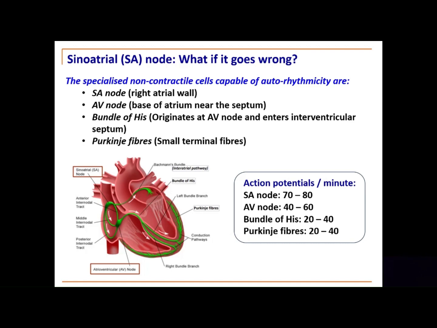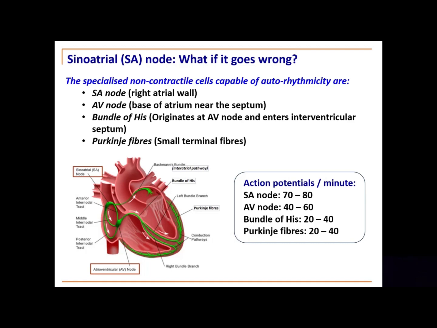But on average it's something like 70 to 80. Okay, and then remember, we also have these autorhythmic cells at the AV nodes near the base of the atrium, near the septum. And this is slower at about 50 beats per minute. And then the bundle of His is about 20 to 40, so 30 beats per minute. And again, throughout the Purkinje fibres, this is about 30 beats per minute.